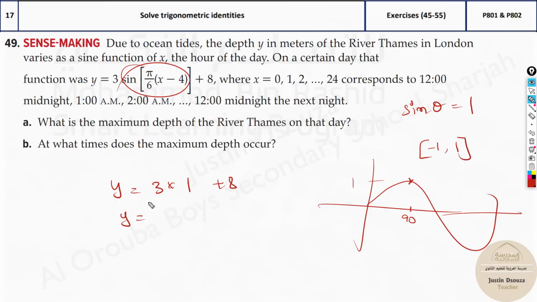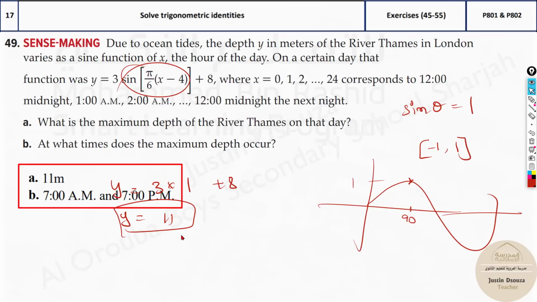But otherwise, you can just tell them y is equal to 3 times 1, because this should be maximum in order to have the maximum depth, plus 8. And this will be 3 plus 8 is 11. So 11 must be the answer. Let's just check the answer for a minute. And yes, 11 meters. Over here it's given in meters. So we can just directly do this, and that's also fine.